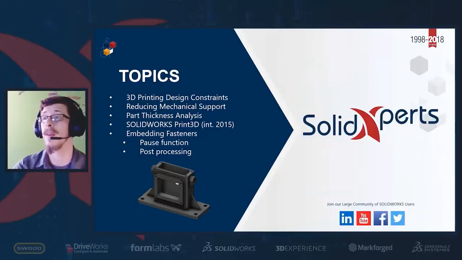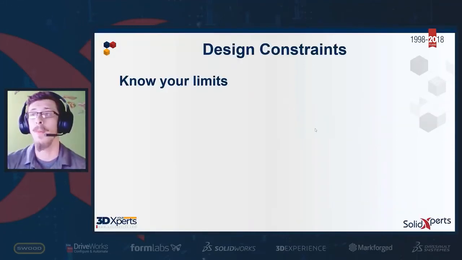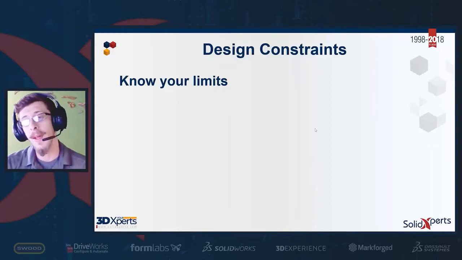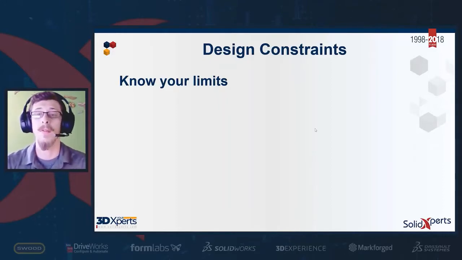Discuss are 3D printing design constraints, so understanding what your printer is capable of, reducing mechanical and soluble support, part thickness analysis, use of SolidWorks Print 3D, and embedding fasteners, and this can be used in the pause function or some sort of post-processing. We know there's been a boom in commercially available 3D printers, and they all print just a little bit differently and they use a variety of materials, and it's crucial to know those limits before you start designing for that printer.